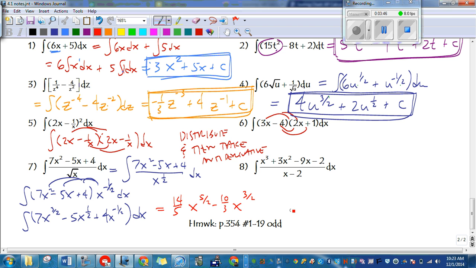Last one here, we get x to the 1 half after we add 1 to the exponent. Divide by 1 half or multiply by 2, we end up with 8 times x to the 1 half, and then we need to remember our plus c.